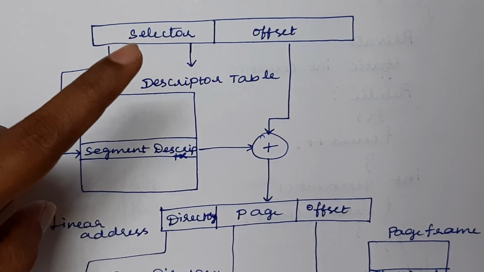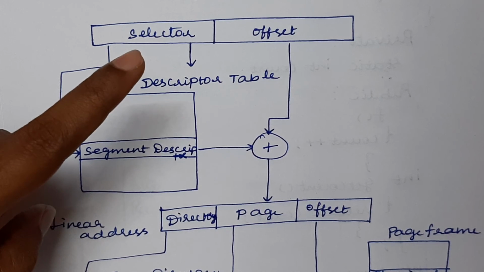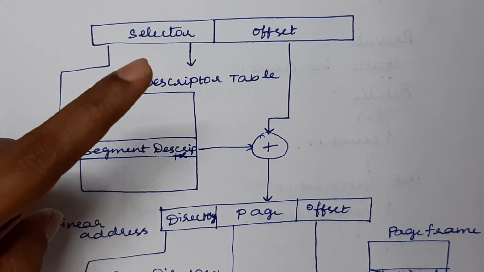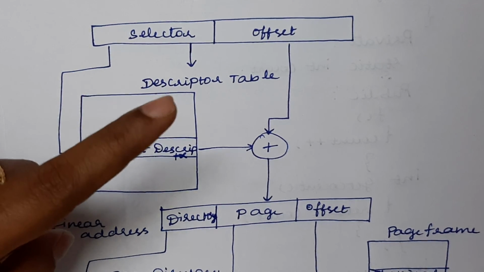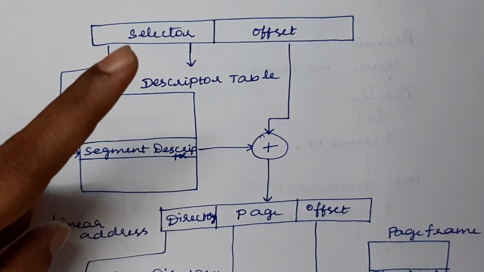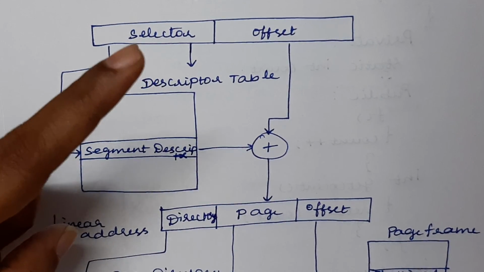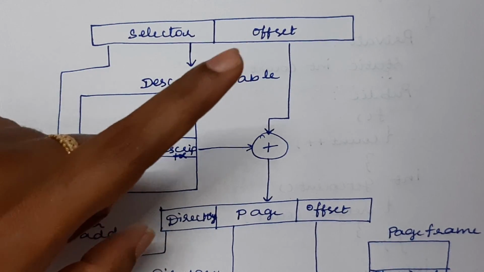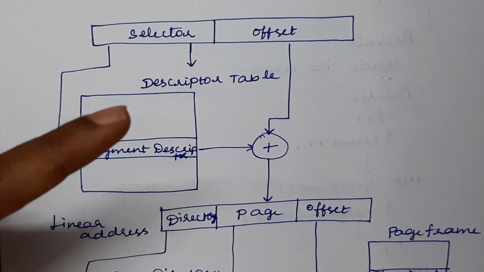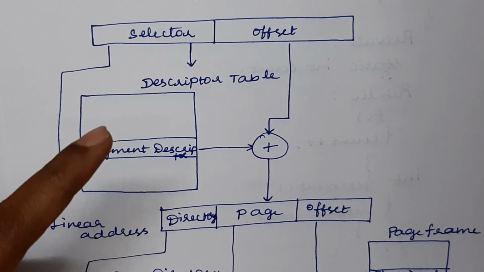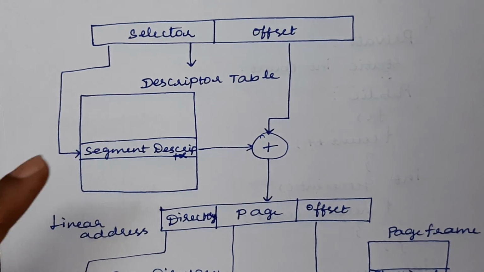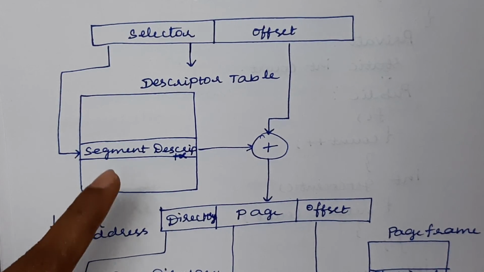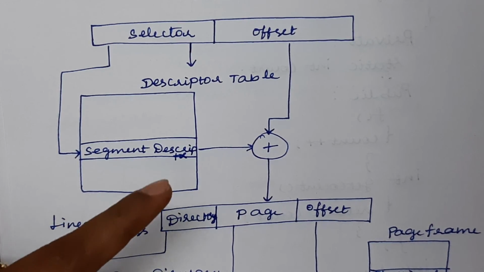This selector is represented with three separate fields: the segment number, that is the selector number, followed by the G, which is used to represent the descriptor information, and followed by the protection. All this information is provided with the help of the selector, followed by the offset value that we get in the second field. Using the selector value, we can understand which kind of descriptor table it is, either a local descriptor or a global descriptor, so that we can access any of the segment descriptors easily.